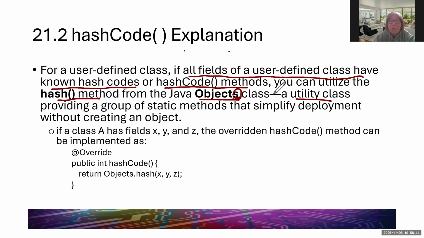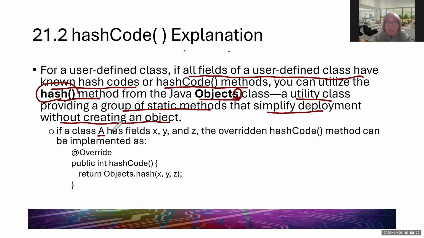For this utility class, it provides a group of static methods that simplify deployment without creating an object. Different from the Object class, where you need to create an instance, here all the methods are static, so we don't need to. Within the Objects class there is this hash method, so you can go ahead and use it if it meets the condition.